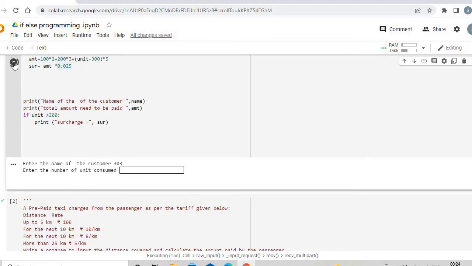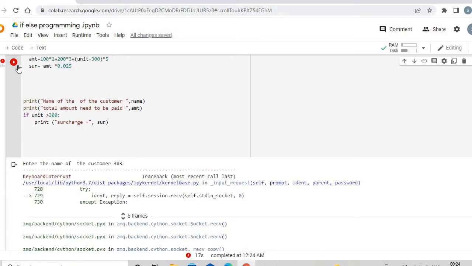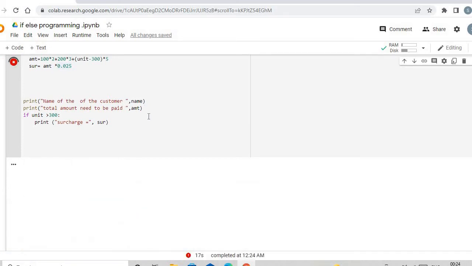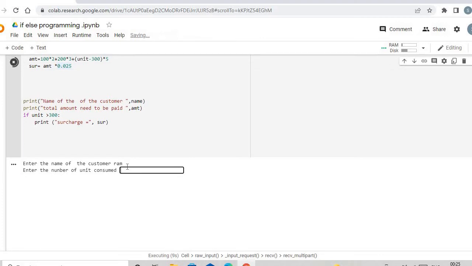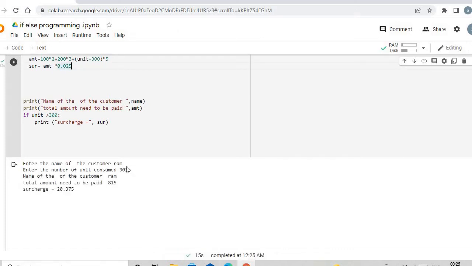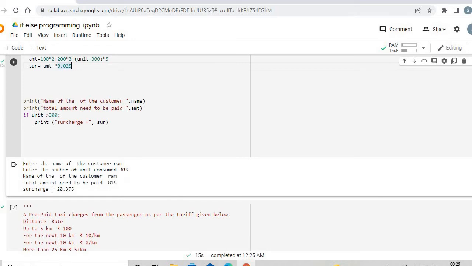I made a mistake. Let me run the program again. What mistake? I have given a value instead of the name, so I stop the program. Now say 30 free unit. Let me see what will be my search. So enter the name, unit consumed, number of RAM, total amount to be paid is 815, and the searches is this. So again the program is working fine.